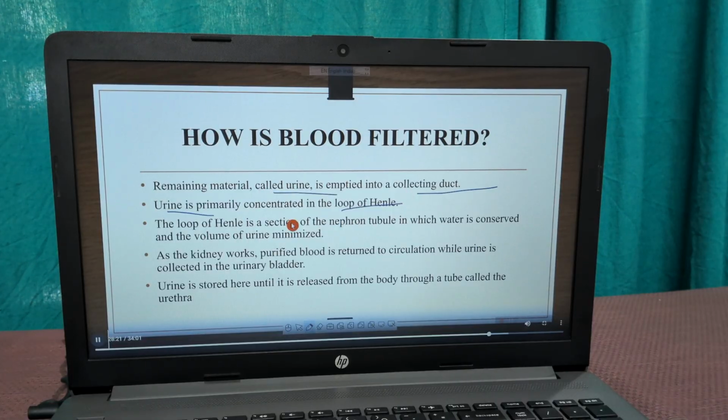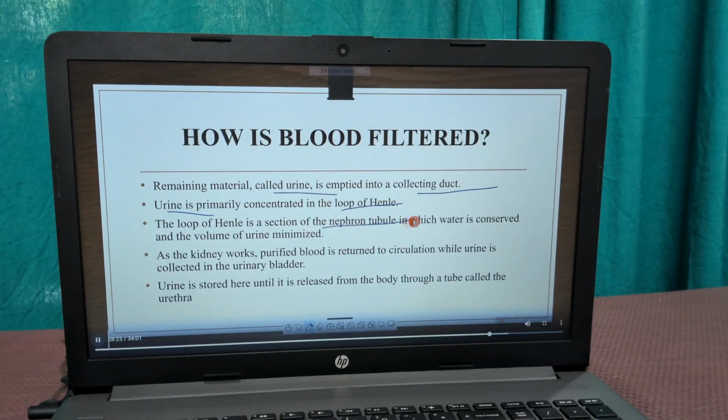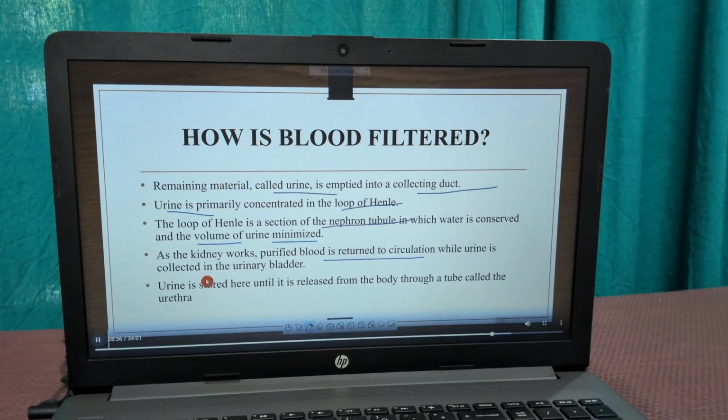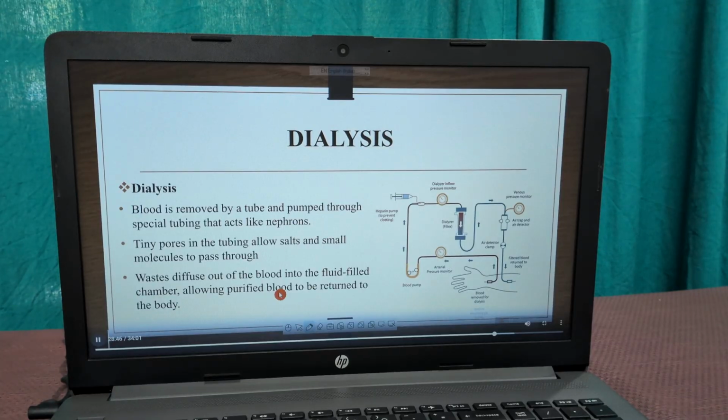So urine is primarily concentrated in the loop of Henle. What is the loop of Henle? It is a section of the nephron tubule in which water is conserved and the volume of urine is minimized. As the kidney works, purified blood is returned to the circulation while urine is collected in the urinary bladder. Urine is stored in the urinary bladder until it is released from the body through a tube called the urethra.